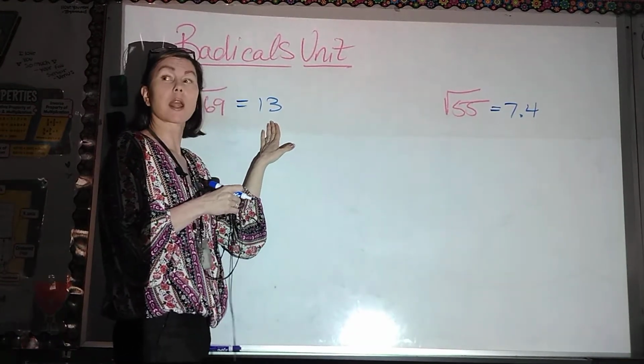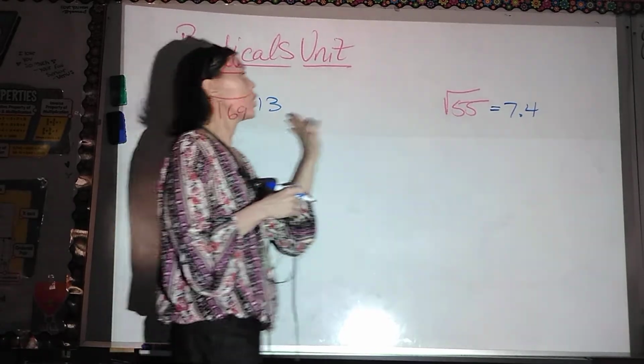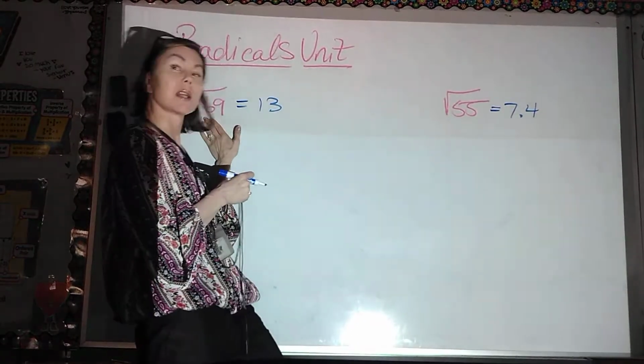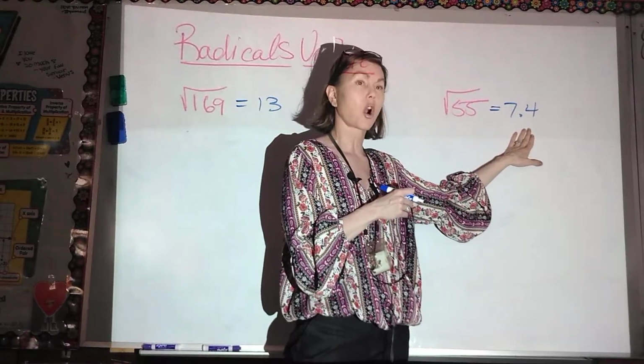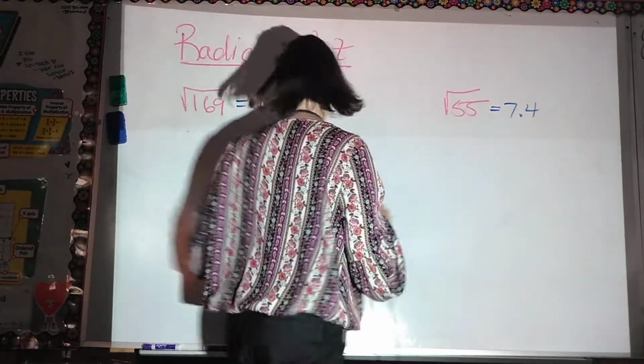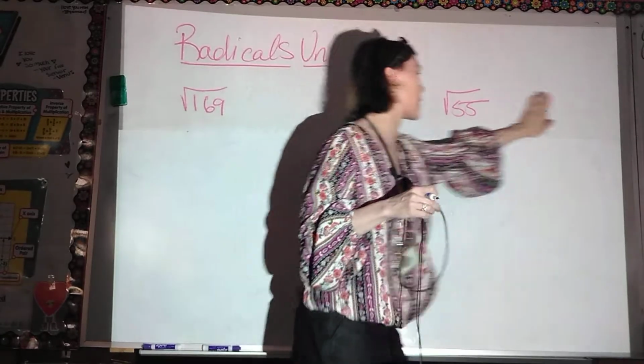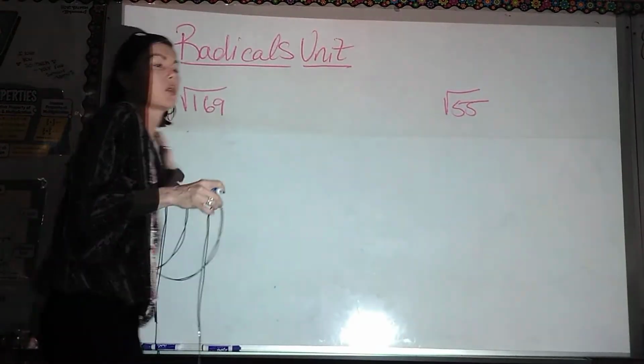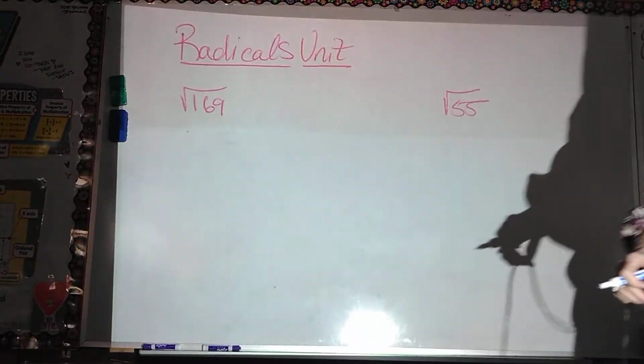We got a whole number for our answer here when we took the square root, which means that 169 is a perfect square, and we got a decimal for our answer, which tells us that 55 is not a perfect square, okay? So moving on to the examples and how do we do this, simplifying radicals.